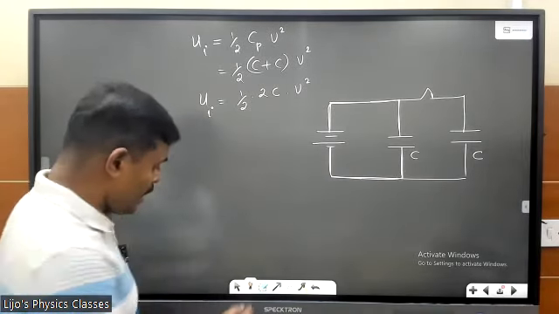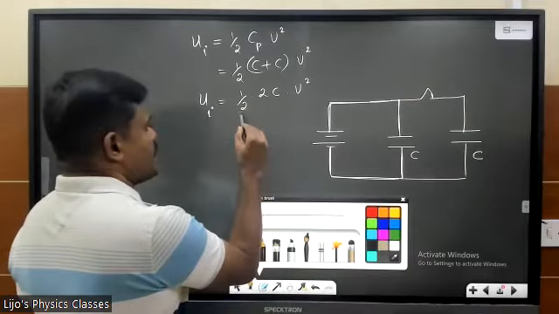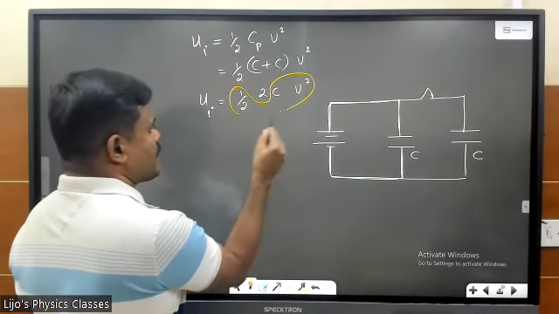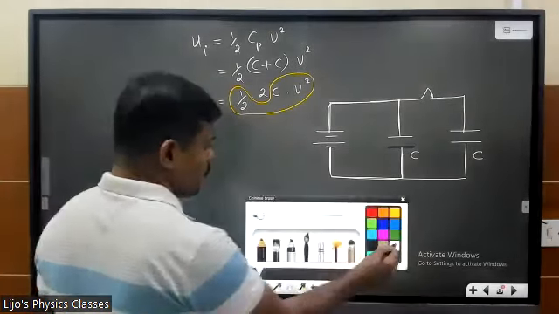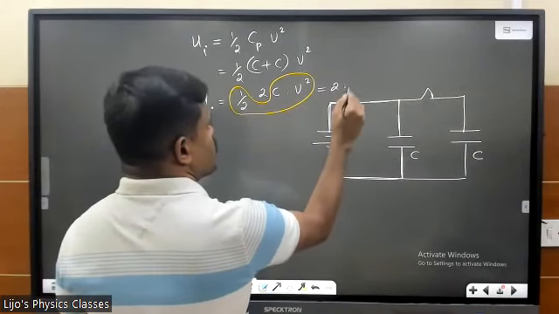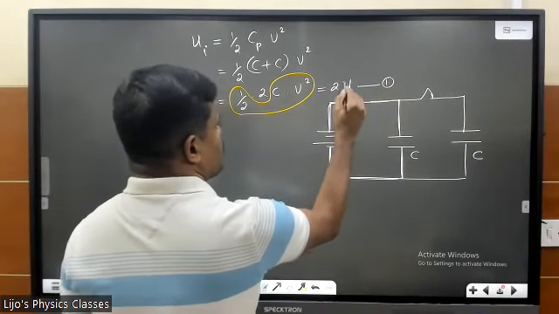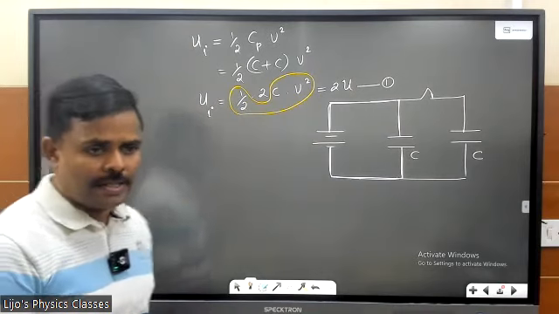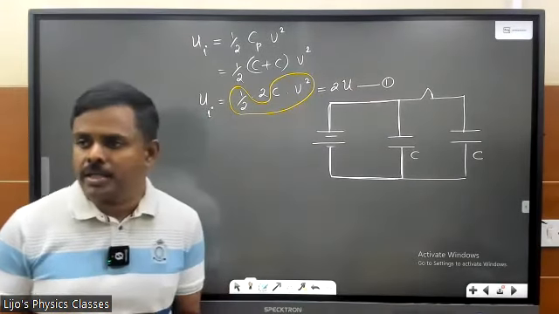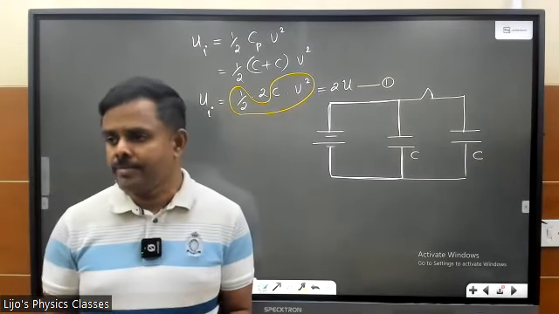Got it? And for mathematical convenience, I'm going to call this half CV square as U. So that makes it what? 2 times U. This is the first energy. Got it? So energy of the initial configuration is 2 times U.